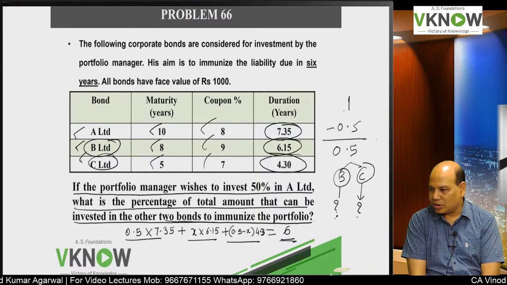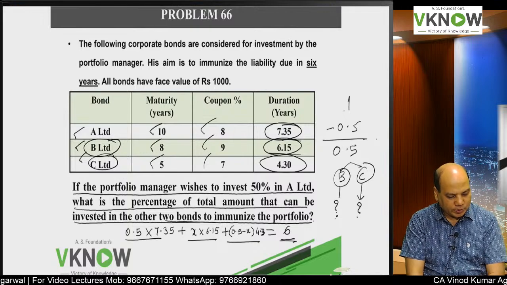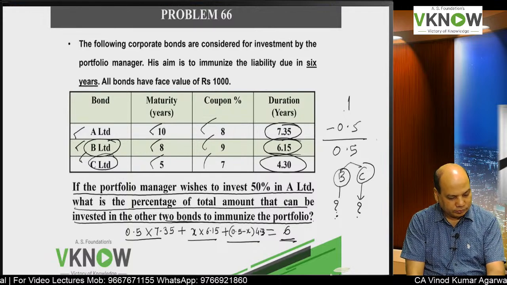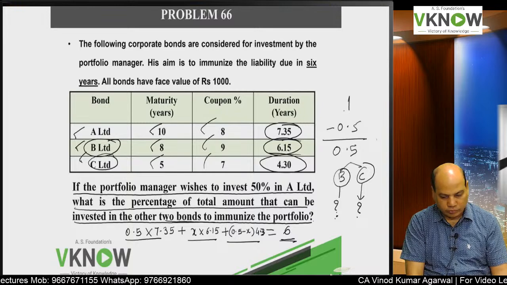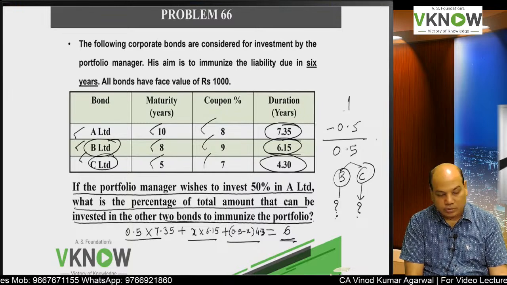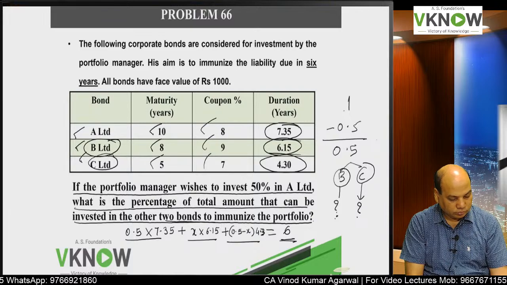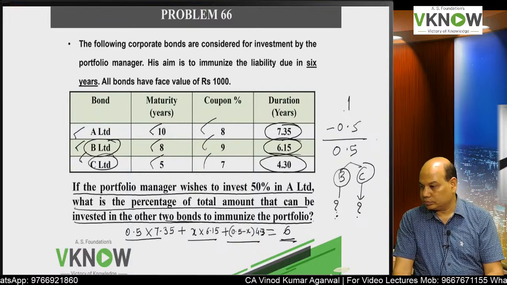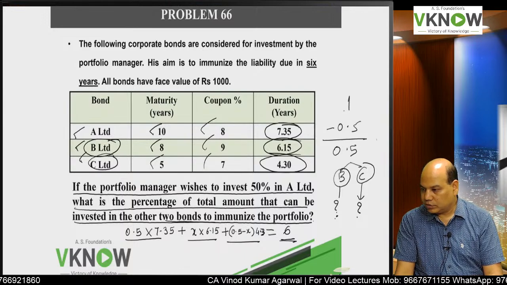Some details are not required in this question, like the coupon rate is not required. Any student who can give me the weight of bond B and bond C? Yes, any answer? Please reply fast.